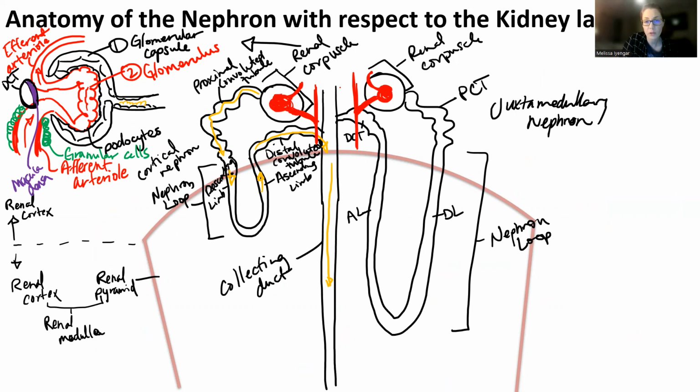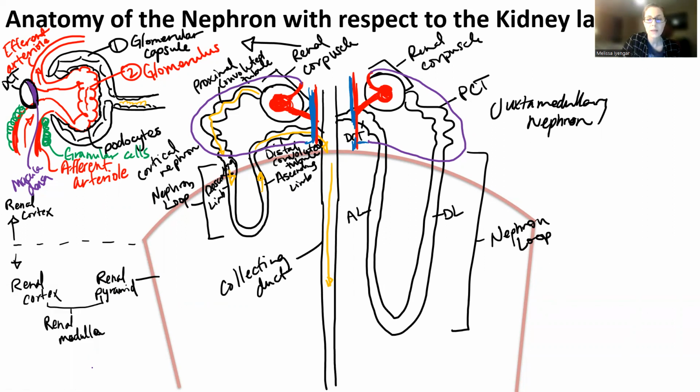Remember, the afferent one, you should draw a little bit thicker and wider, whereas the efferent one, you want to be a little bit thinner. They're both going to have a peritubular capillary, so that goes around. It starts at the efferent arteriole, and it basically wraps around the proximal convoluted tubule and the distal convoluted tubule. And then it drains into the cortical radiate vein right there, all right?